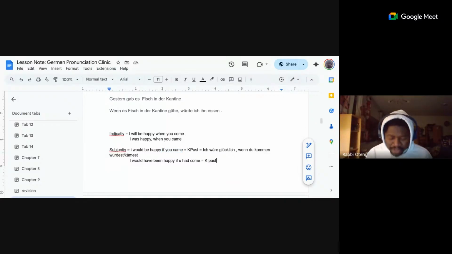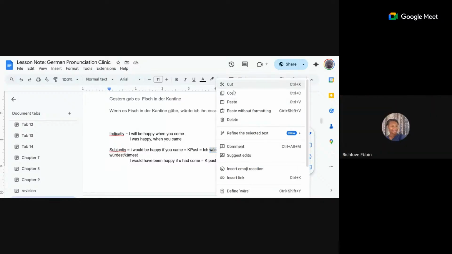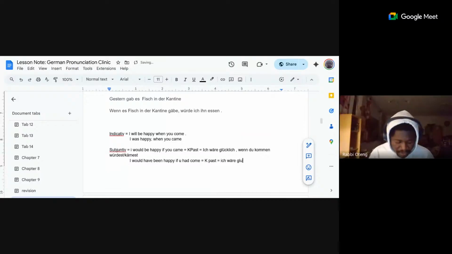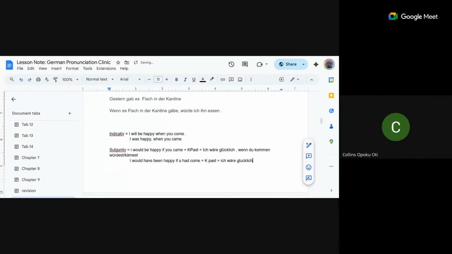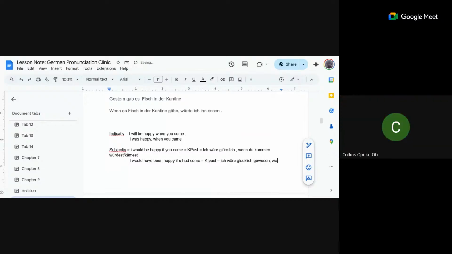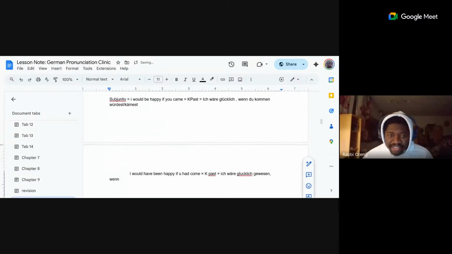That's the actual one. And this one will be what in the past tense? Ich wäre glücklich gewesen. Ich wäre glücklich gewesen.